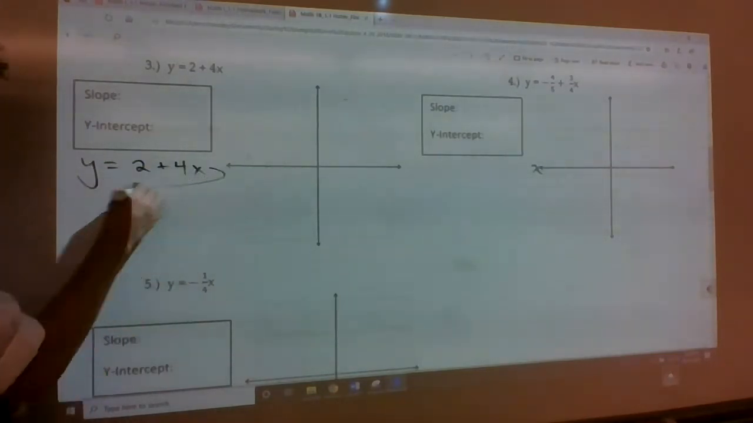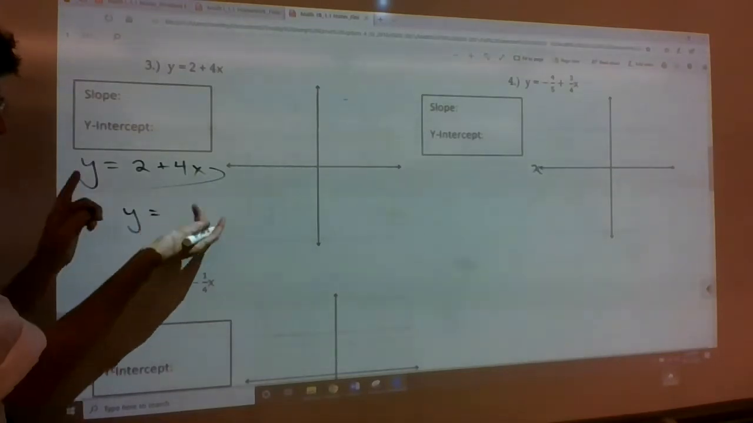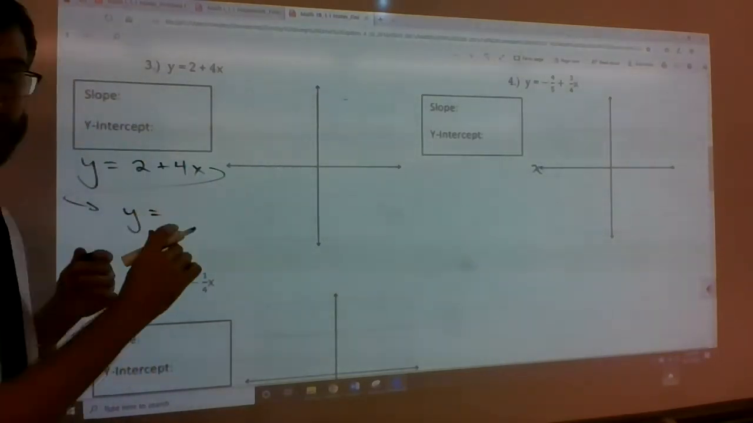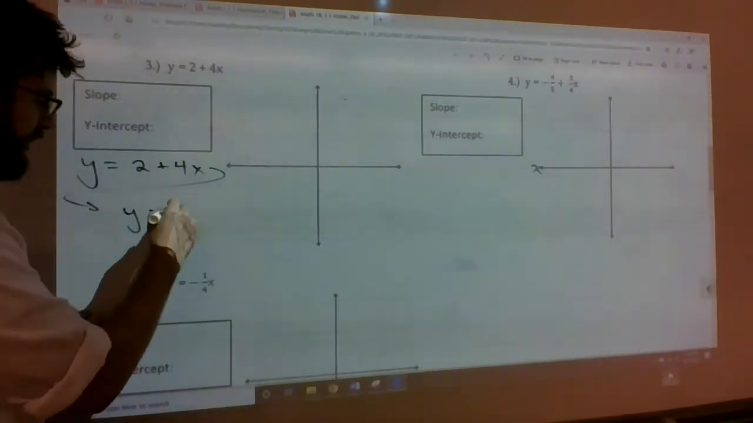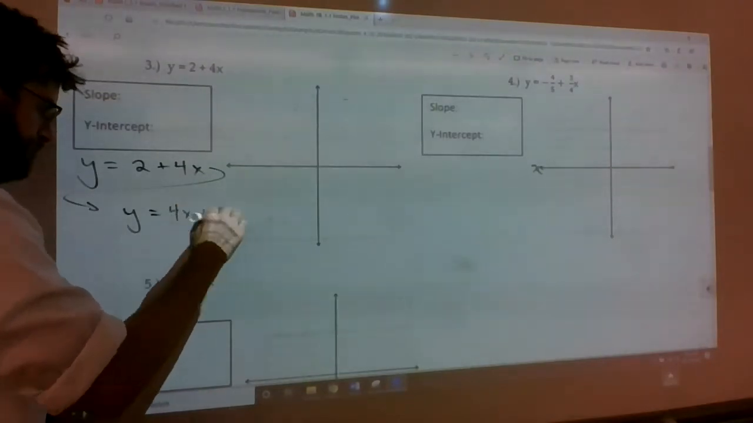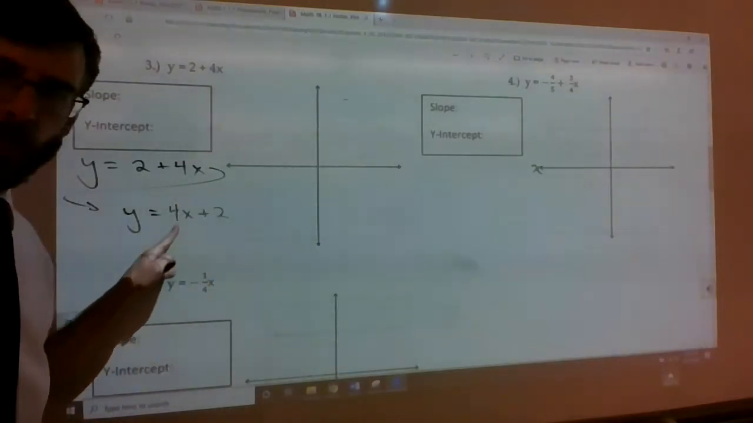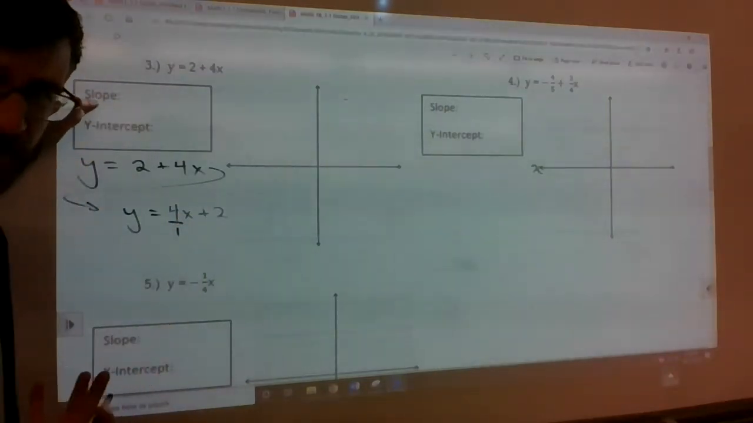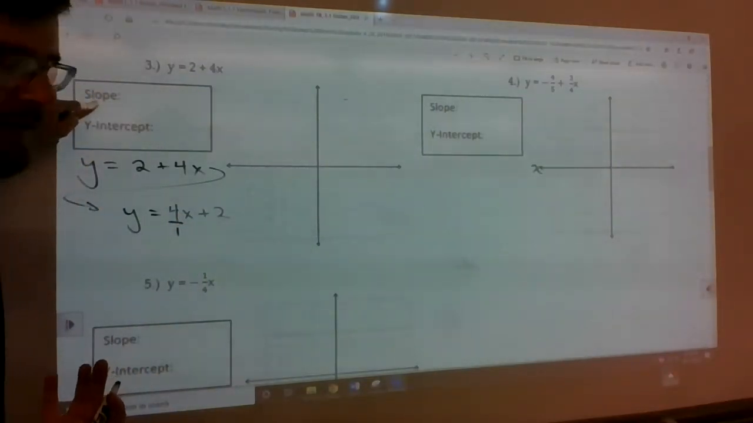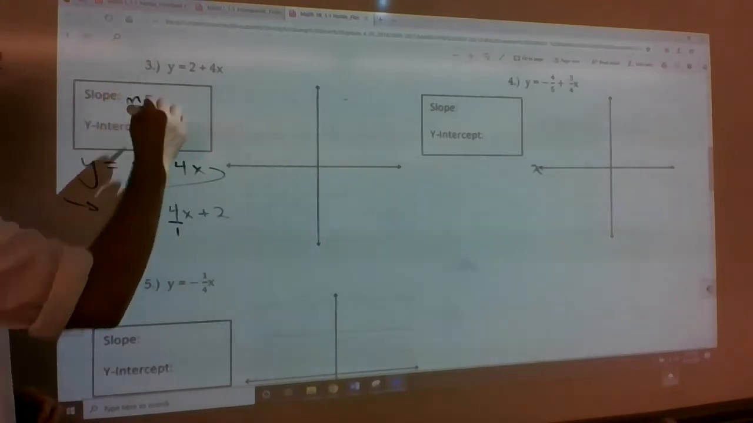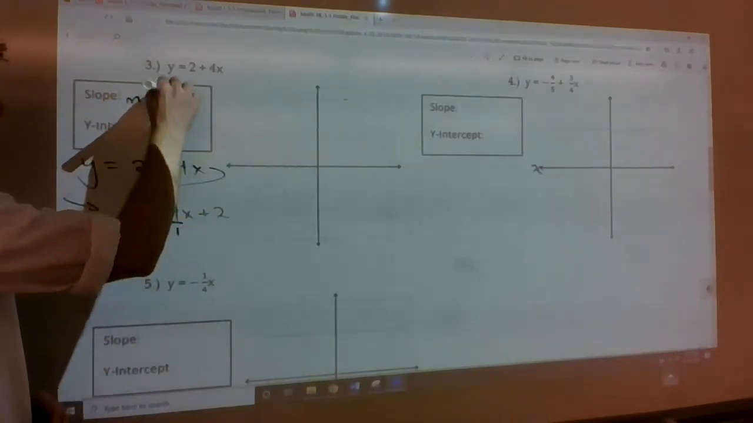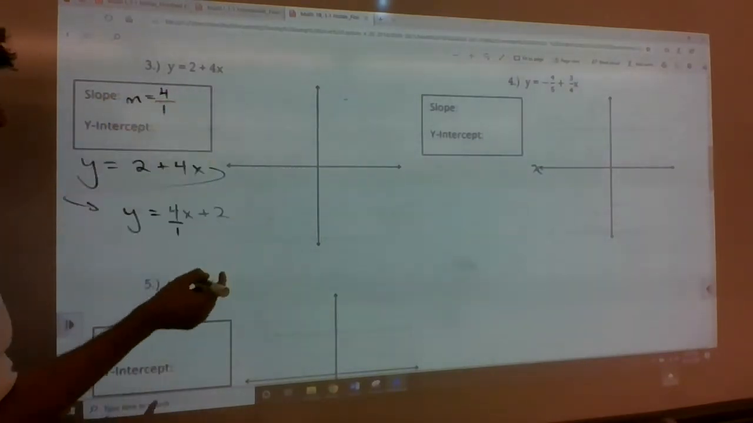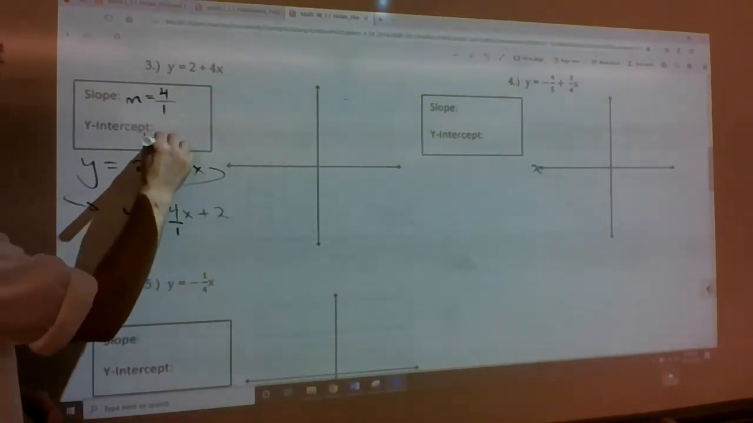First thing I'm going to do is rewrite this so that the 4x is preceding the 2. So I'm reversing the order. And then I'm going to put a 1 under that 4, because really my slope needs to be in fraction format to make sense of things. So m is going to equal the number in front of x, 4, but I'm going to place it over 1. The y-intercept is going to be positive 2.